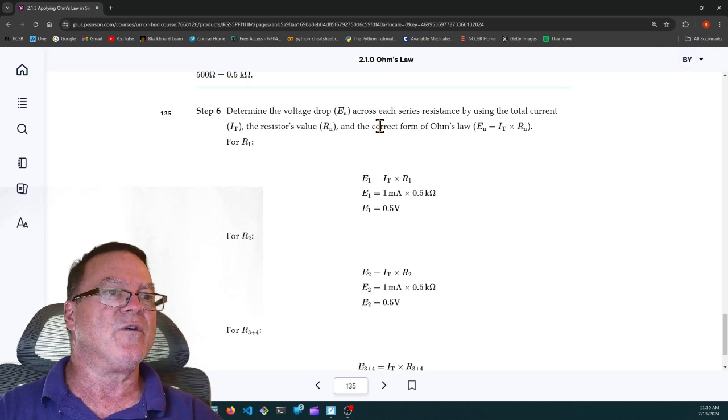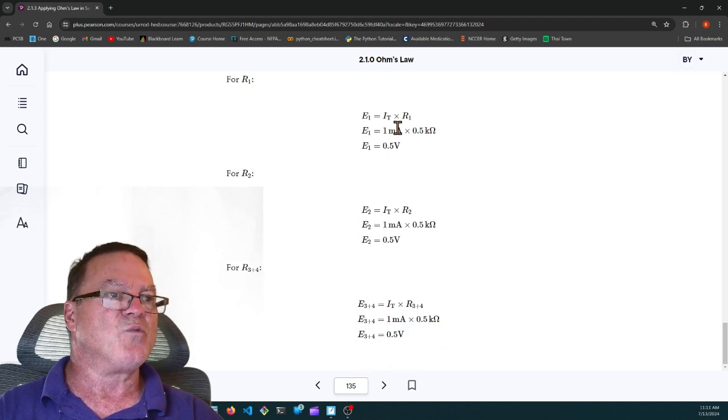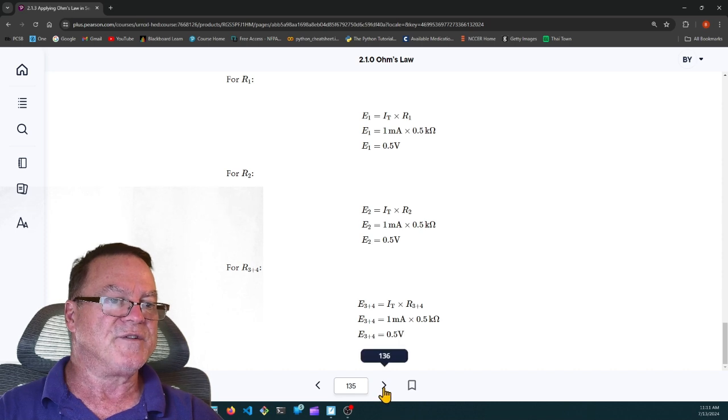Okay, step 6, determine the voltage drop across each series resistance by using the total current and the resistor's value and the correct form of Ohm's law. So they did that. They used 1 milliamp times 0.5 kiloohms, and they got 0.5 volts. They did that twice because they're the same values. So R34 also, they have 0.5 volts, but they're parallel, so the current splits off and only half the current goes through each. So it's 0.5 milliamps flowing through each.